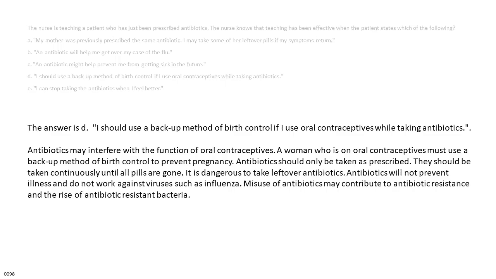The answer is D. I should use a backup method of birth control if I use oral contraceptives while taking antibiotics. Antibiotics may interfere with the function of oral contraceptives. A woman who is on oral contraceptives must use a backup method of birth control to prevent pregnancy. Antibiotics should only be taken as prescribed. They should be taken continuously until all pills are gone. It is dangerous to take leftover antibiotics. Antibiotics will not prevent illness and do not work against viruses such as influenza. Misuse of antibiotics may contribute to antibiotic resistance and the rise of antibiotic-resistant bacteria.